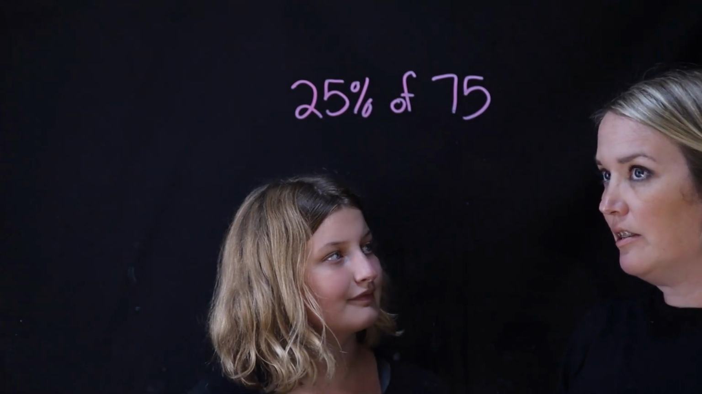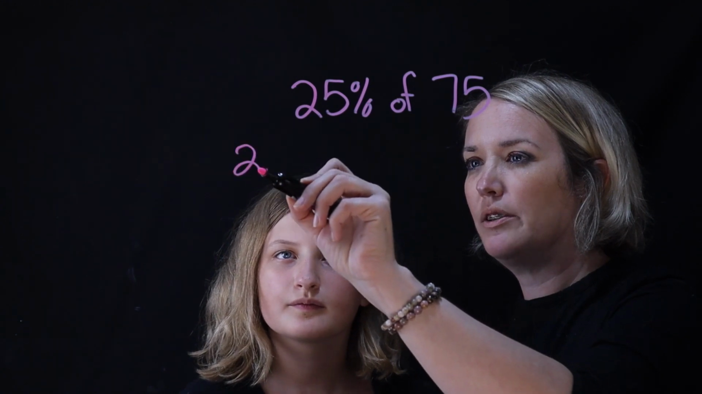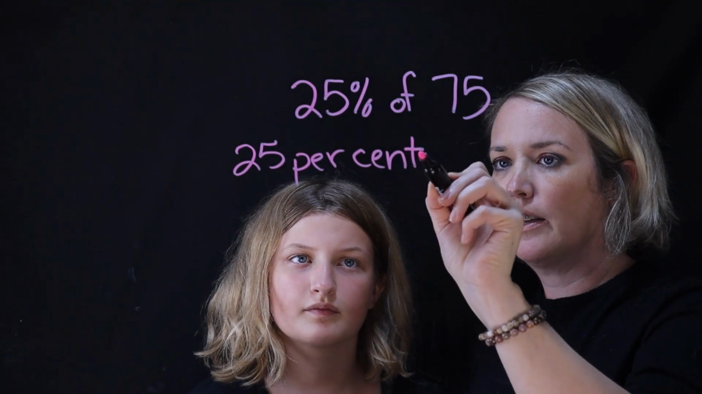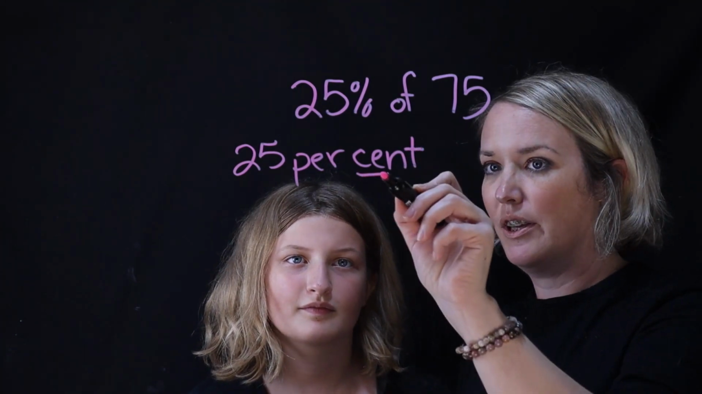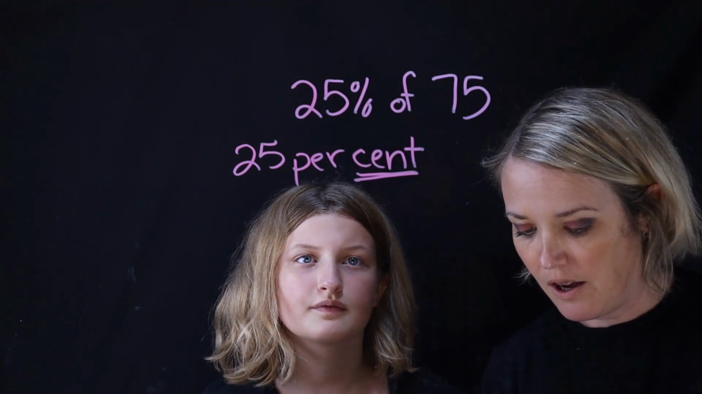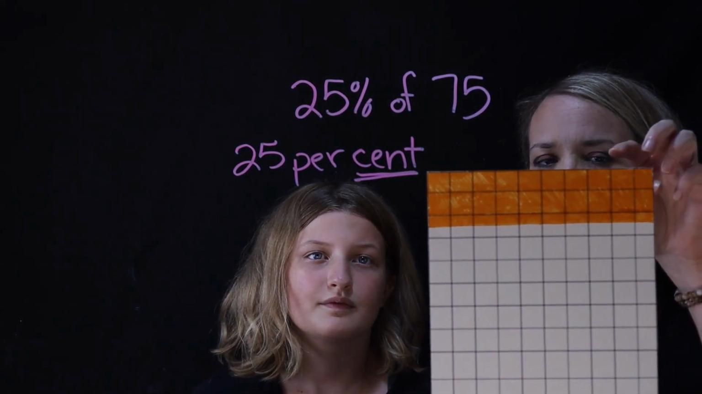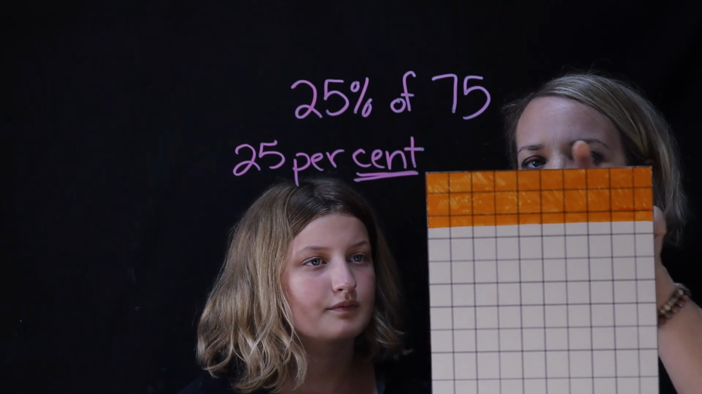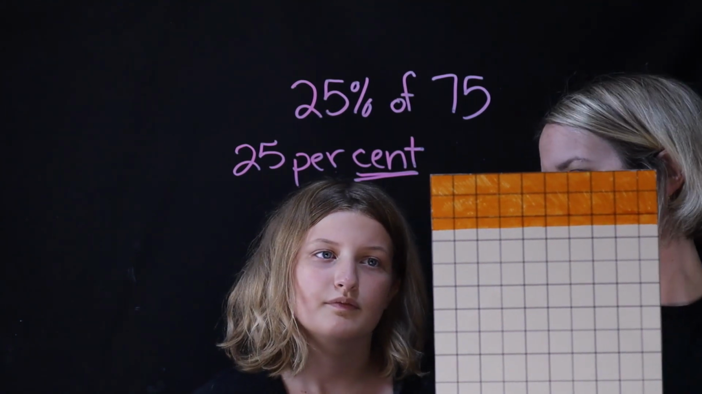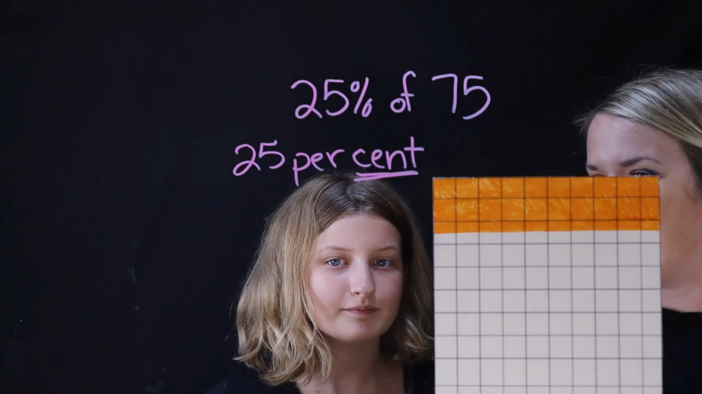So Anna, let's first write out 25%. So 25 per, this word means 25 per 100, right? Okay, so I have this, and it shows me the orange ones are 25, and in total I have 100. So this is what 25 per 100 looks like. But we're doing 75, right? So how do you want to do this?